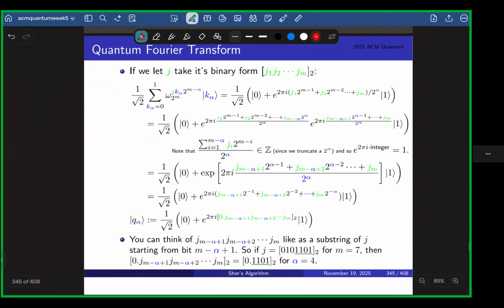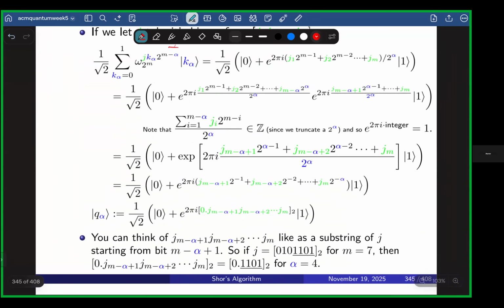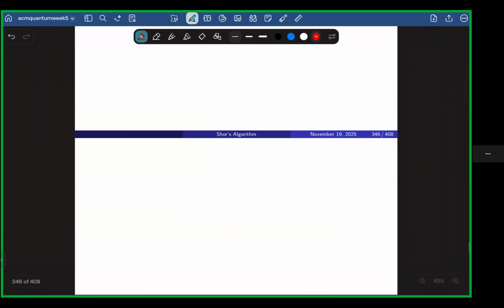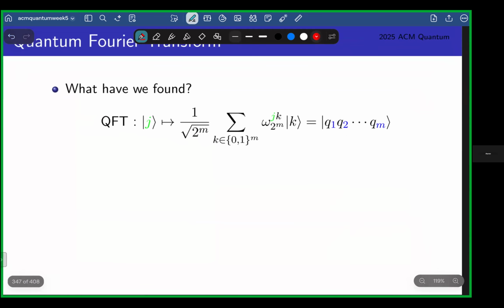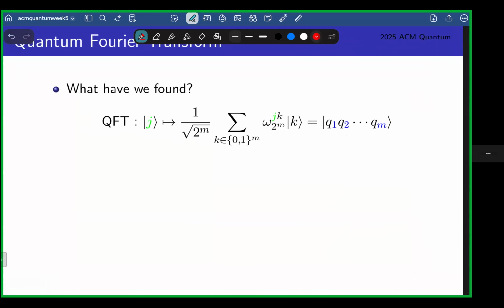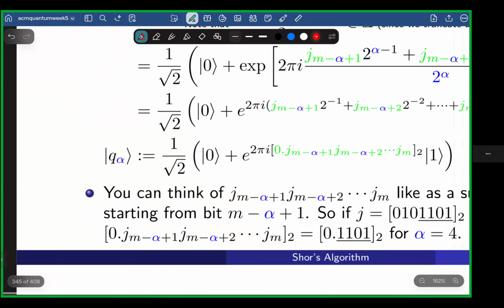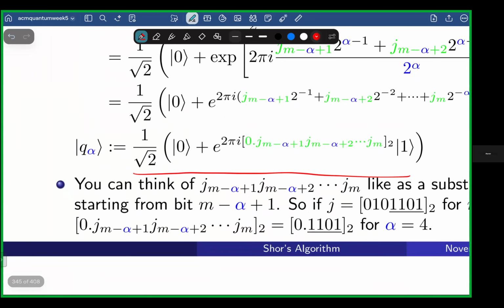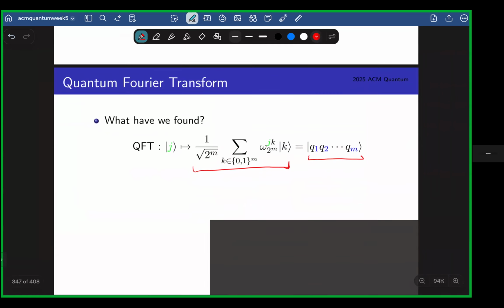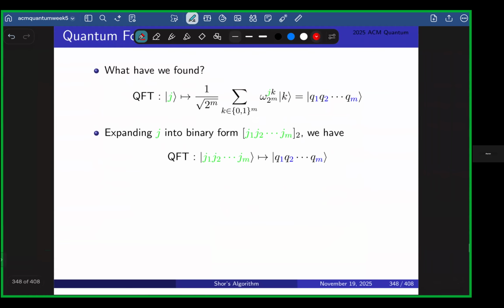Okay, here. So remember this. Oh wait, no, this is not the same. Okay, maybe I'll just keep going. Okay, what have we found? This state at the end of Q of t, we've simplified to these products of Q's, and then these Q's are defined as this right here. So all we've done is simplify the right-hand side of Q of t, and I'll show you what we do with that specifically.